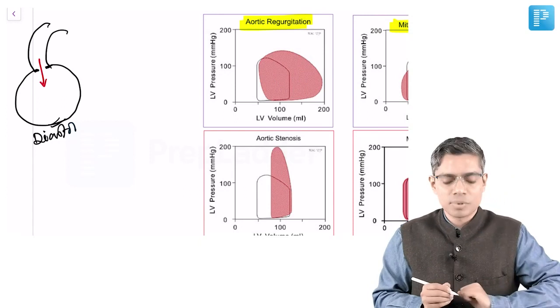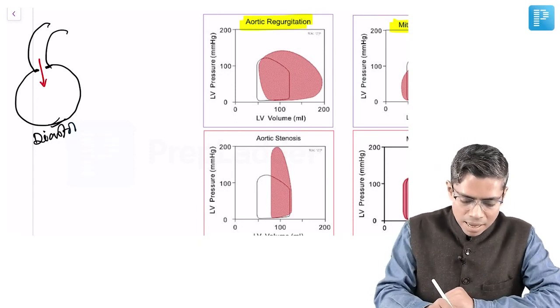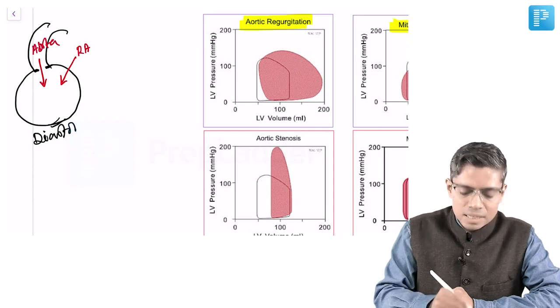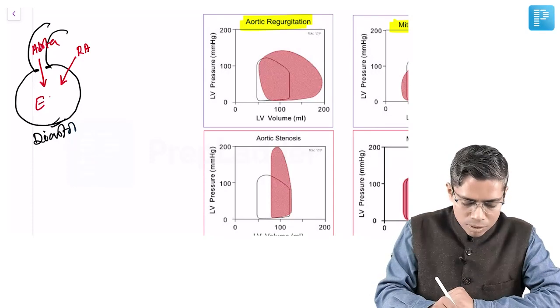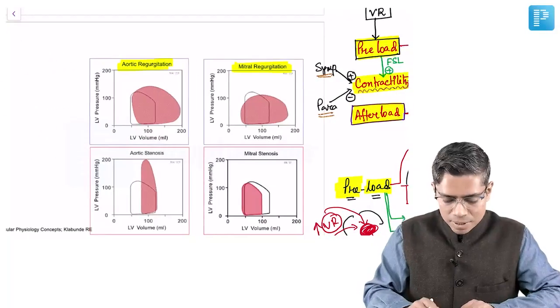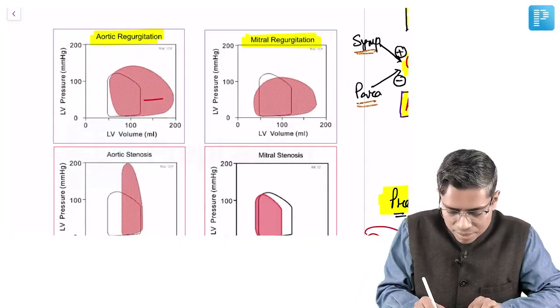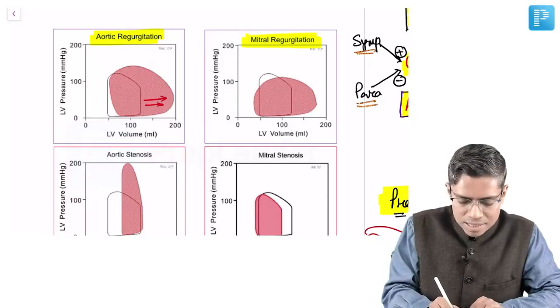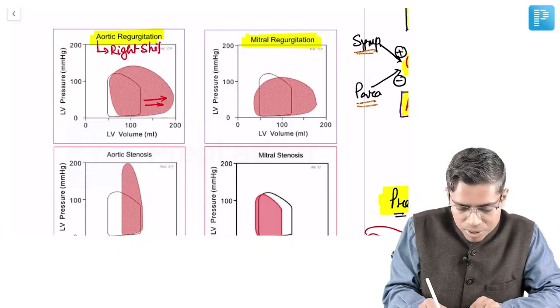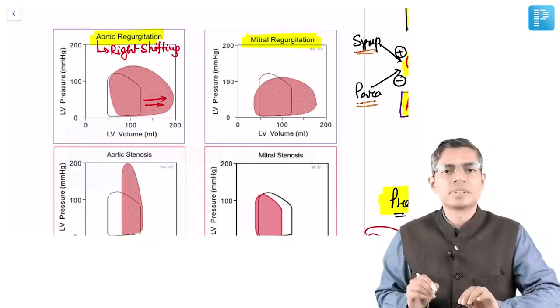Some blood will return from the aorta to the ventricle, and this ventricle is also getting blood from the left atrium. So it is getting blood from the aorta also, and from the atrium also. What will happen to the end diastolic volume? End diastolic volume will increase. End diastolic volume increase means which shift? Right shift. That's why you see here this red curve, this is nothing but right shifting. So I'm writing here: aortic regurgitation means there will be right shifting of the curve, right?